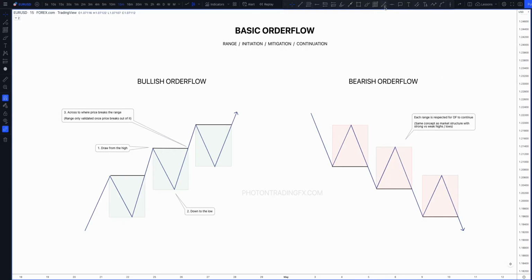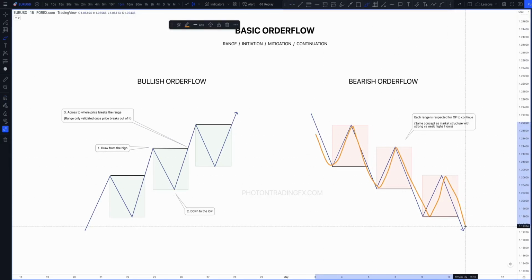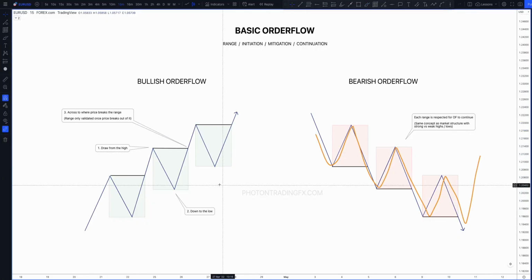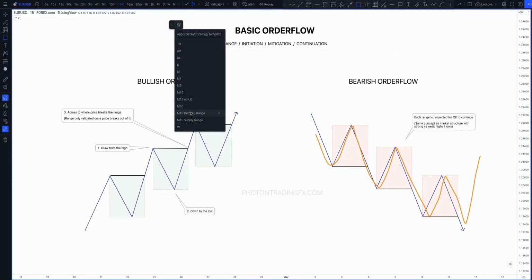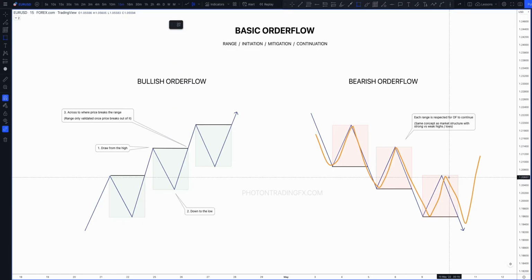So a very simple rule I want you to know at this point is, if the order flow is going to continue, each range will be respected until it's not. And then obviously if price breaks up, then what do we have? That won't drag across for me. Then we have bullish order flow starting to sustain, and so on and so forth.